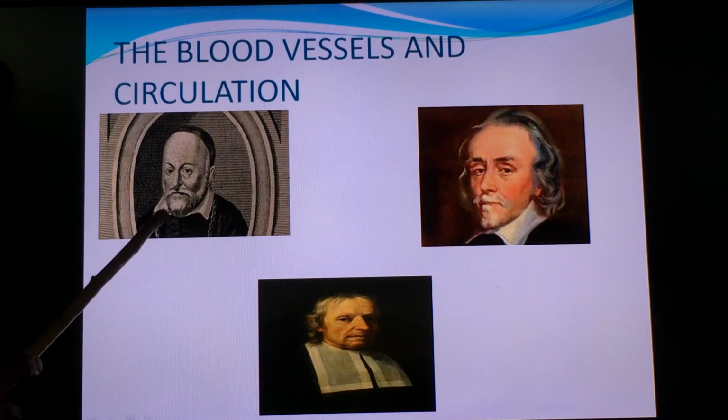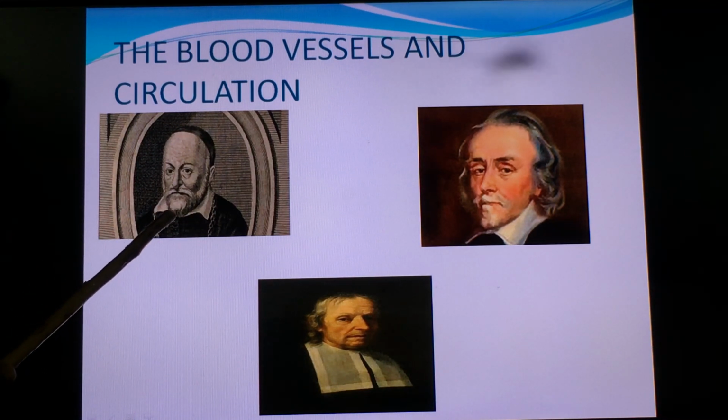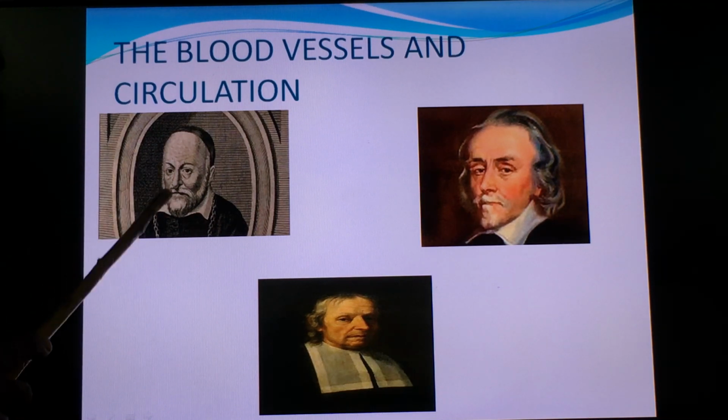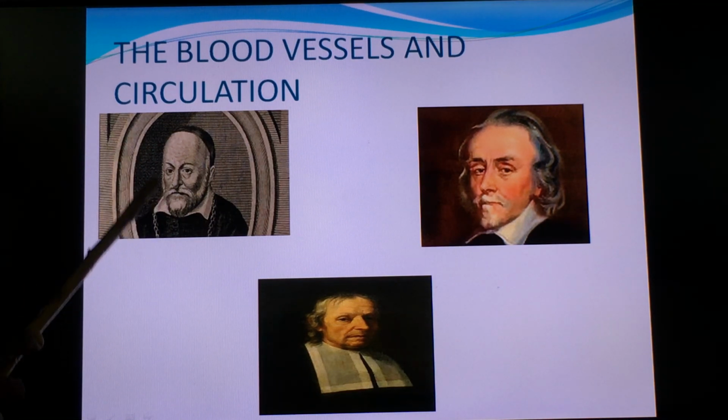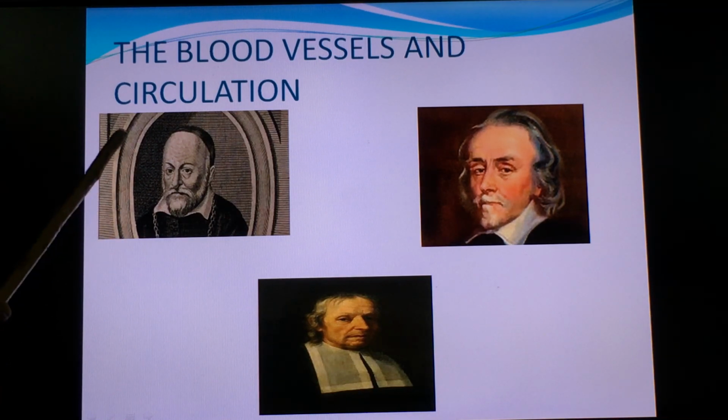So the first scientist is Girolamo Fabrici. He observed valves in veins, in the veins of the legs. And he explained the valves are one-way direction valves. The valves present in veins allow blood in one direction only. The valves in veins allow blood from body parts to heart, but not from heart to body parts.